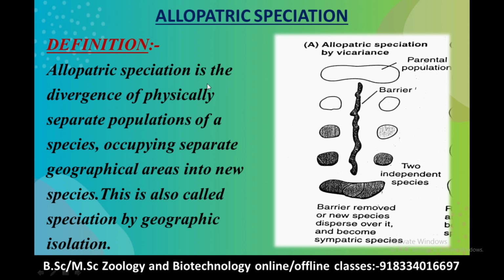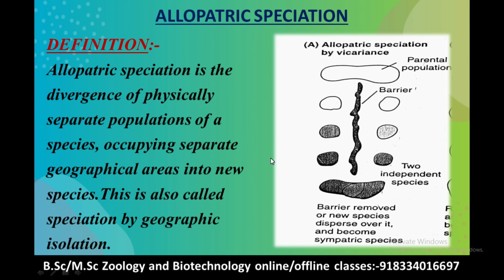Let's talk about the definition of allopatric speciation. Allopatric speciation is the divergence of physically separate populations of a species occupying separate geographical areas into new species. This is also called speciation by geographical isolation because in this case many geographical barriers play an important role in separating the populations.